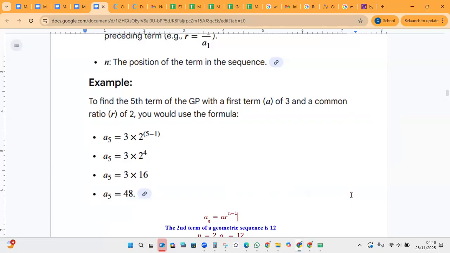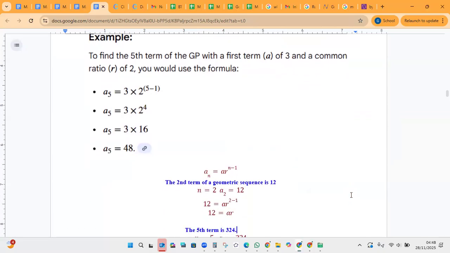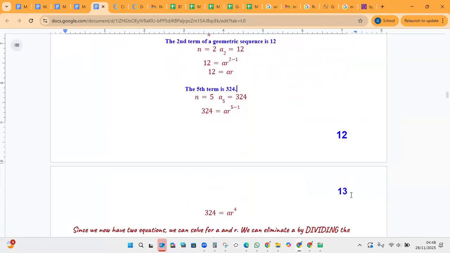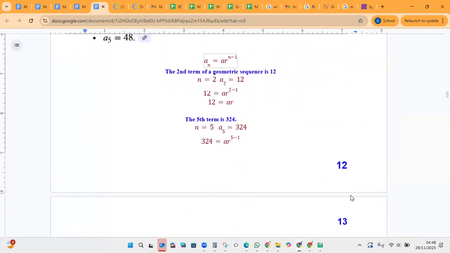Now in our situation, we do not have A and R, but we know the second term is 12, and n is 2. So we can substitute 2 in the place of n and 12 in the place of A sub n. And we have 12 is equal to A R raised to the 2 minus 1. 2 minus 1 is 1. So 12 is equal to AR. This is equation 1.